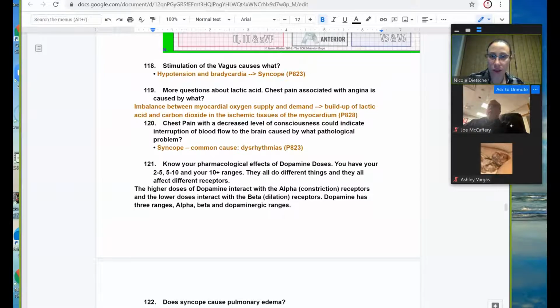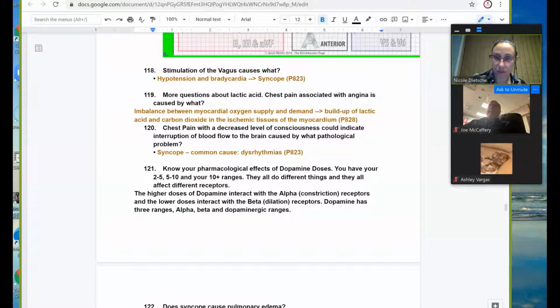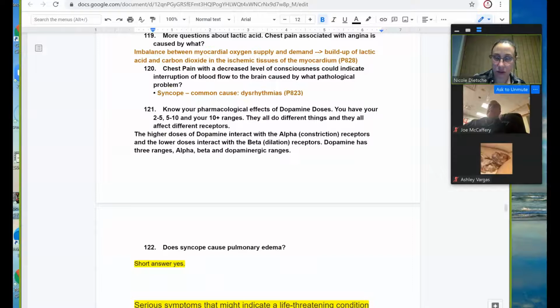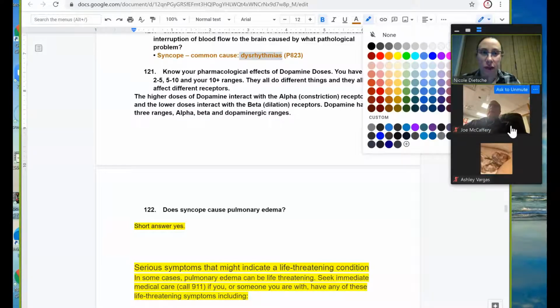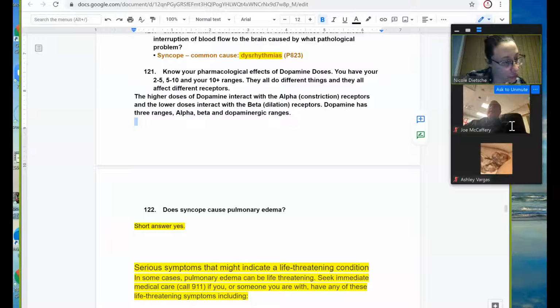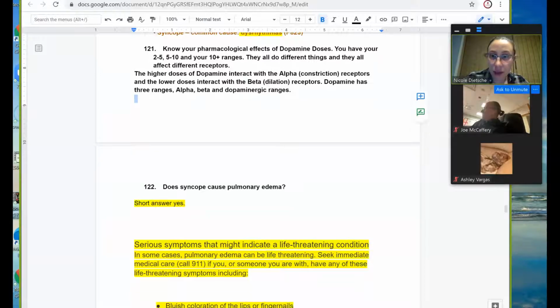Chest pain, decreased level of consciousness could indicate interruption of blood flow. Good. 120 is good. Emphasis on that.